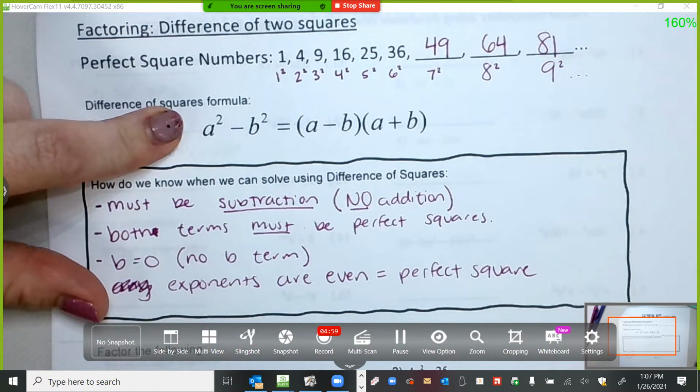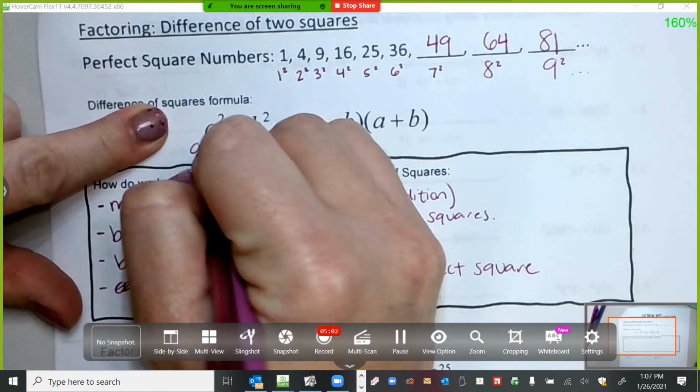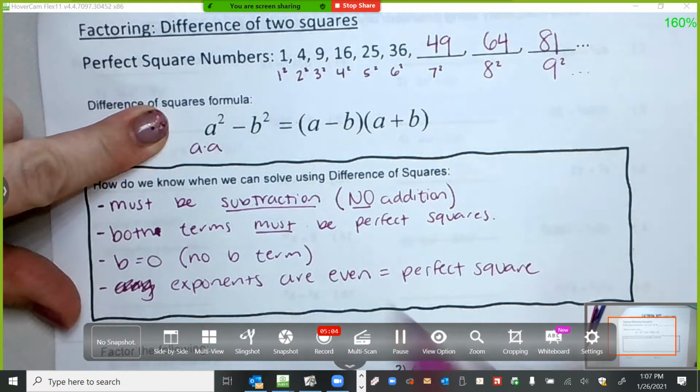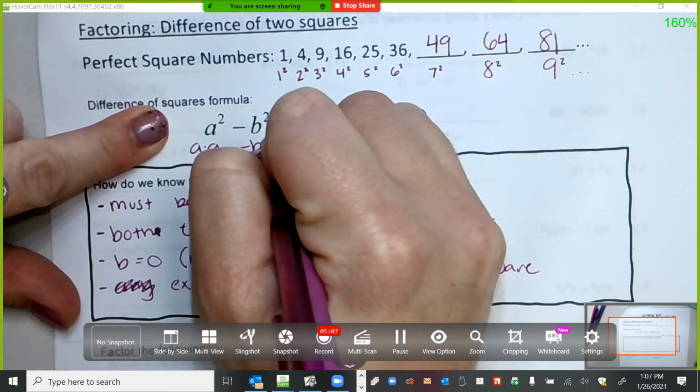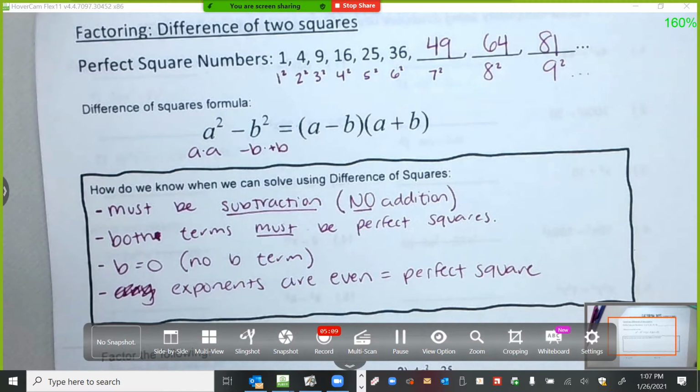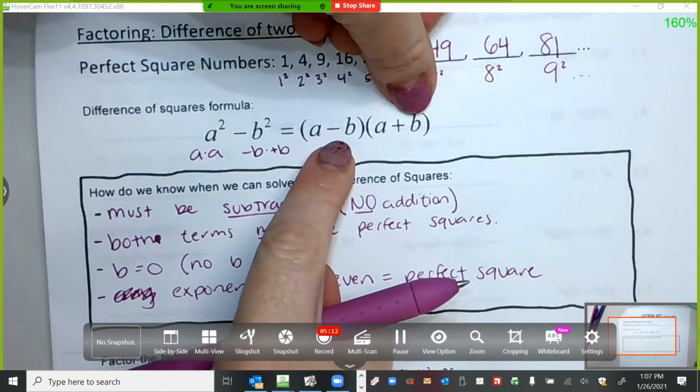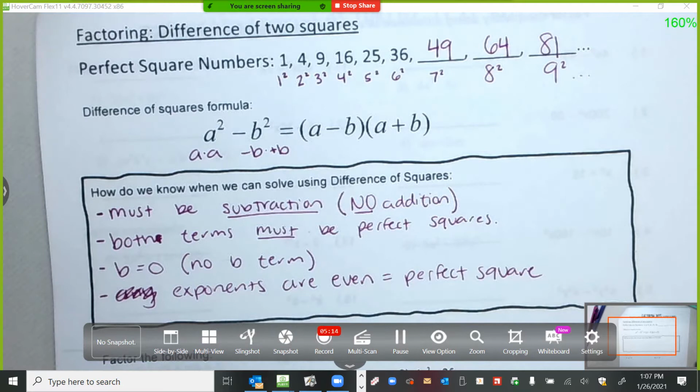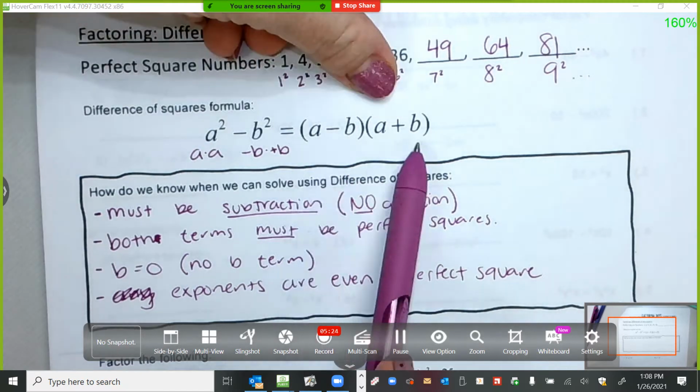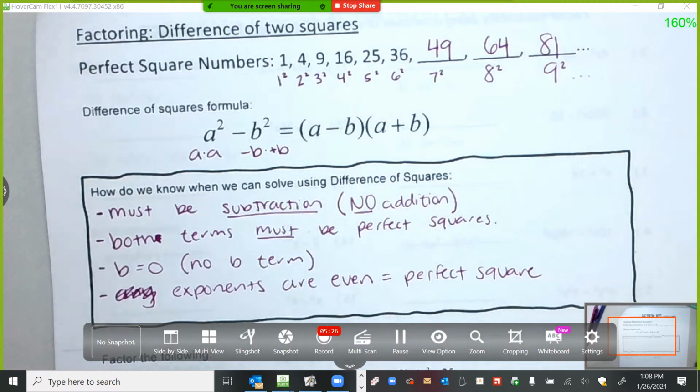So a squared, isn't that just a times a? And negative b squared is negative b times positive b? Well, look: a, negative b, positive b. All it's doing is breaking apart your perfect square and putting it in the front and the back. The reason there's no b term is because one's negative, one's positive, and they're exactly the same. What happens if something's positive and negative and exactly the same? It cancels. The b term is there, it just canceled. So that's why this works.